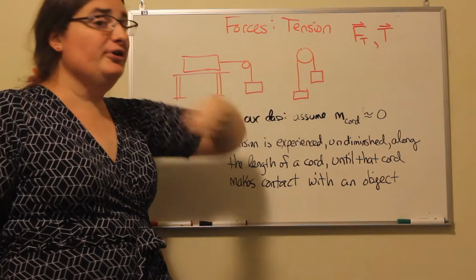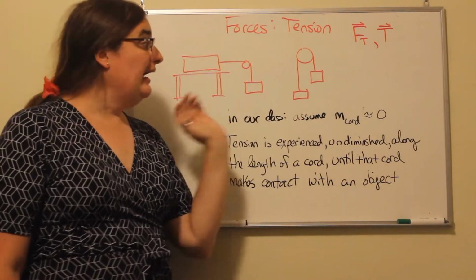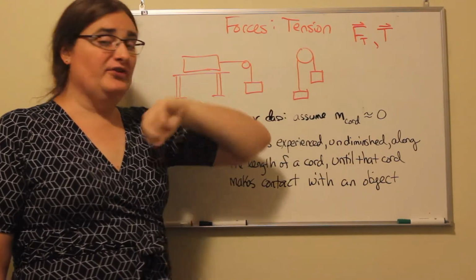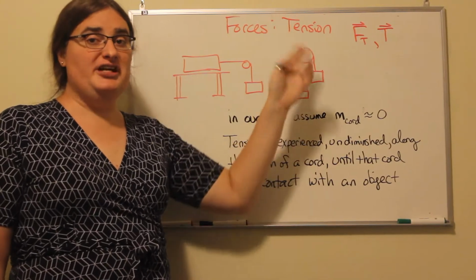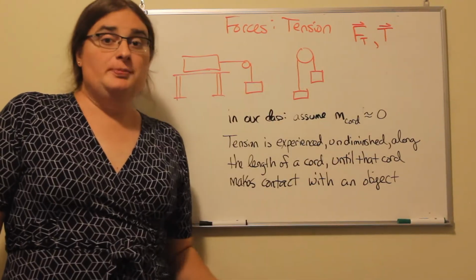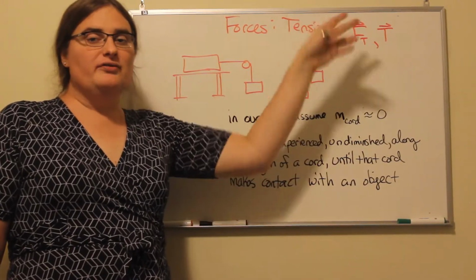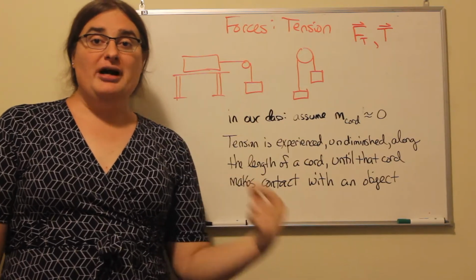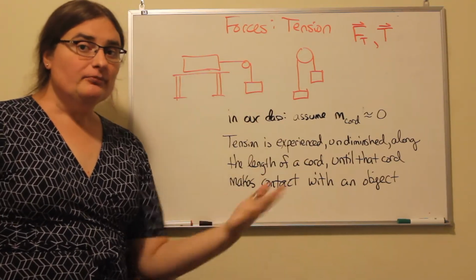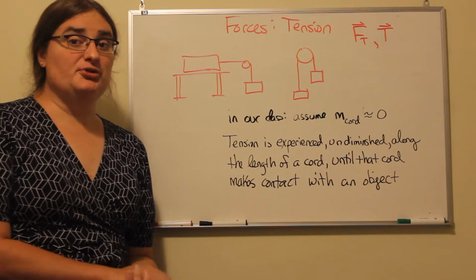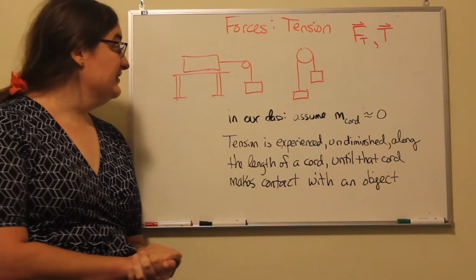Now, the symbols we use for tension, I personally like a capital F with a subscript T for force of tension. A lot of textbooks will use a capital T with a little vector harpoon to describe force of tension. So regardless of the symbols you use, try and stay consistent.